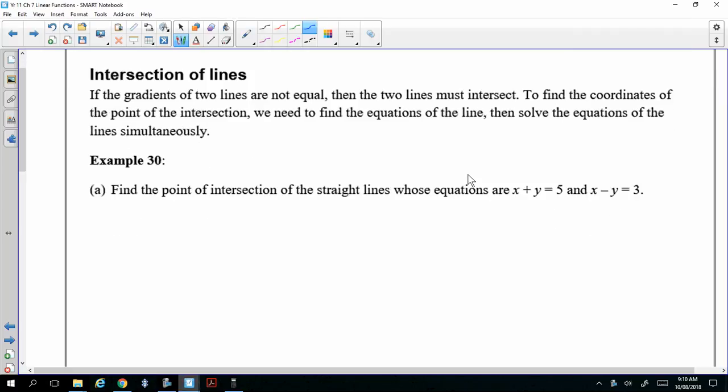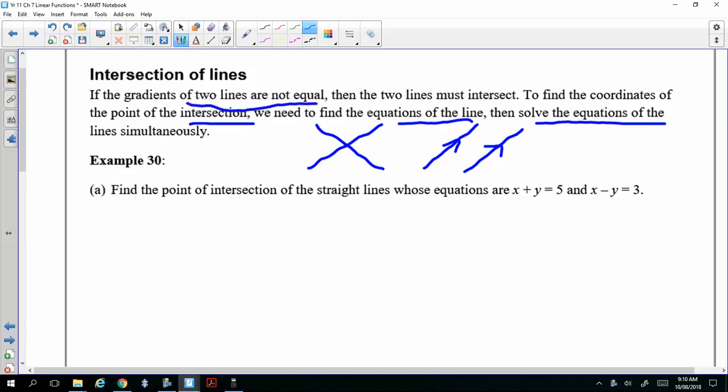Lines. So when the gradients of two lines are not equal, they must intersect, isn't it? If the gradients are equal, they're parallel, they never intersect. So to find the coordinates of the point of intersection, we need to find the equation of the line, then solve the equations simultaneously, which you will learn in chapter 3.